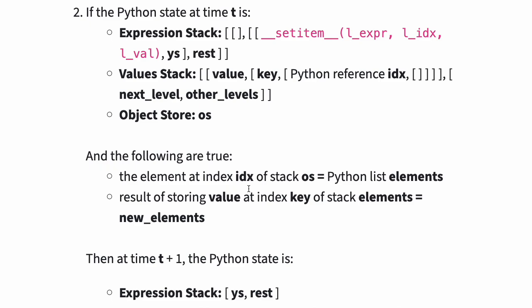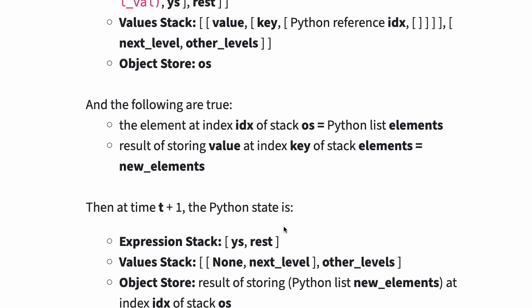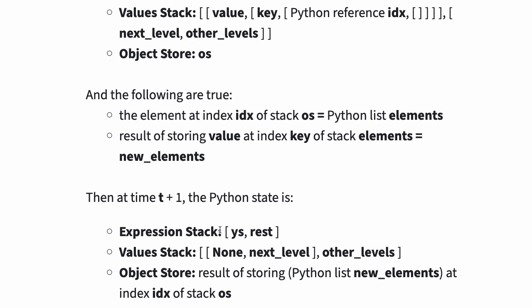and the element at index IDX of OS is the Python list elements, and the result of storing value at index key of elements is new elements, then at time t plus 1, we pop the empty element and the function call from the expression stack. The value stack will now contain None, and the object store is the result of storing Python list new elements at index IDX of OS.